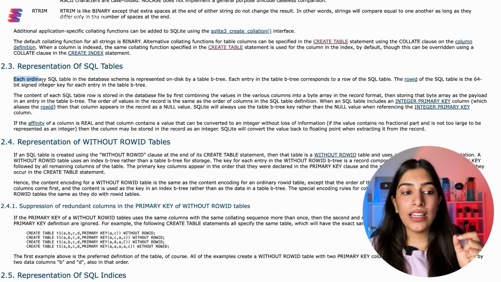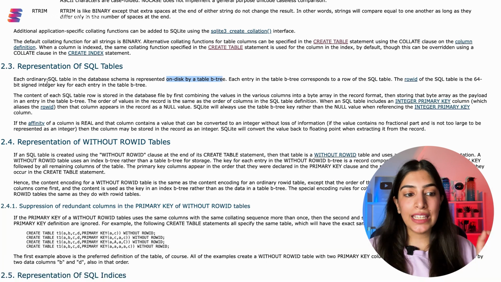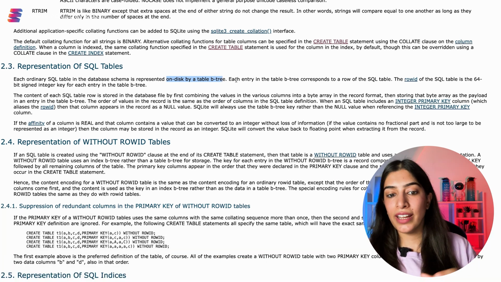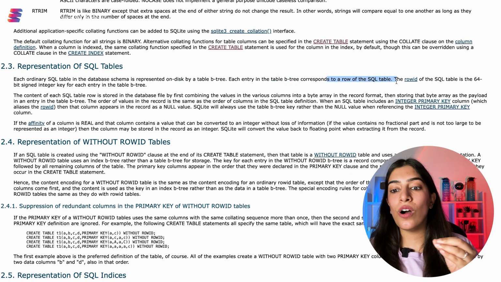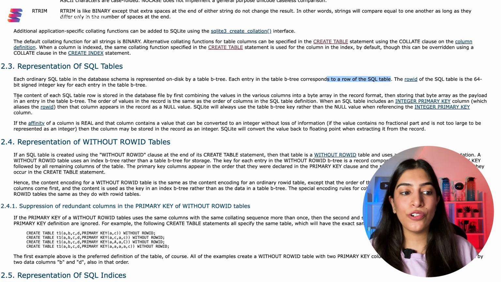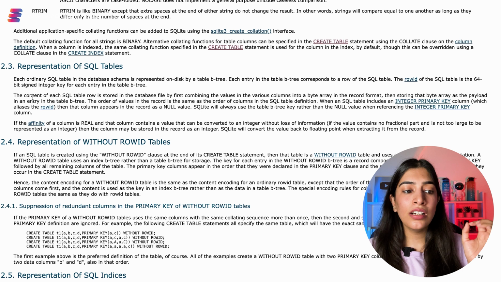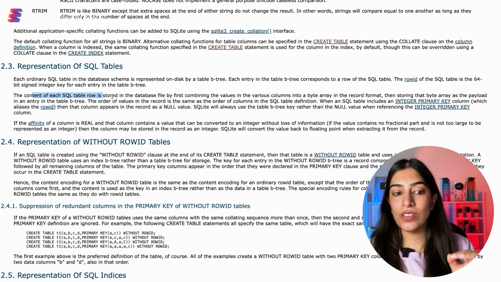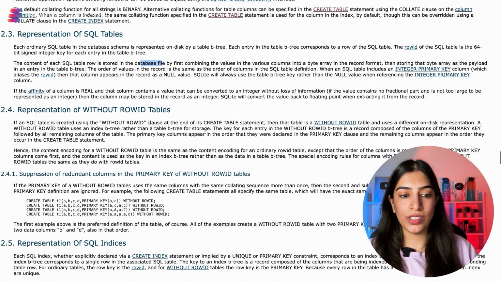See this. Each ordinary SQL table in the DB schema is represented on disk by a table BTree. So each table has its own BTree, right? Each entry in the table BTree corresponds to a row of the SQL table. The row ID of the SQL table is a 64-bit signed integer key for each entry in the table BTree. The content of each table row is stored in the DB file by first combining the values of the various columns. This is fine. Then there's the primary key and all of this, right?